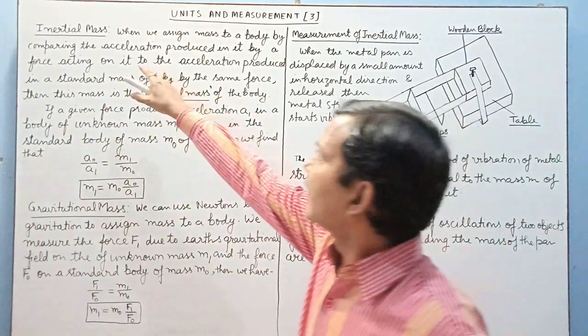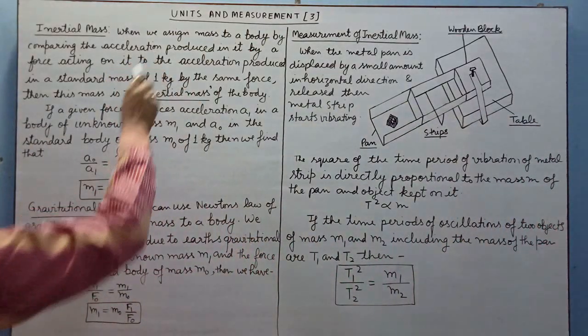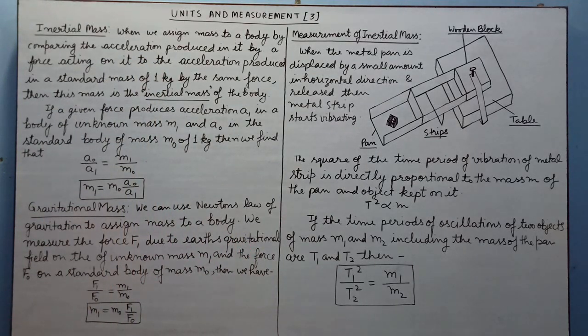So first is inertial mass. When we assign mass to a body by comparing the acceleration produced in it by a force acting on it to the acceleration produced in a standard mass of 1 kilogram by the same force, then this mass is the inertial mass of the body.